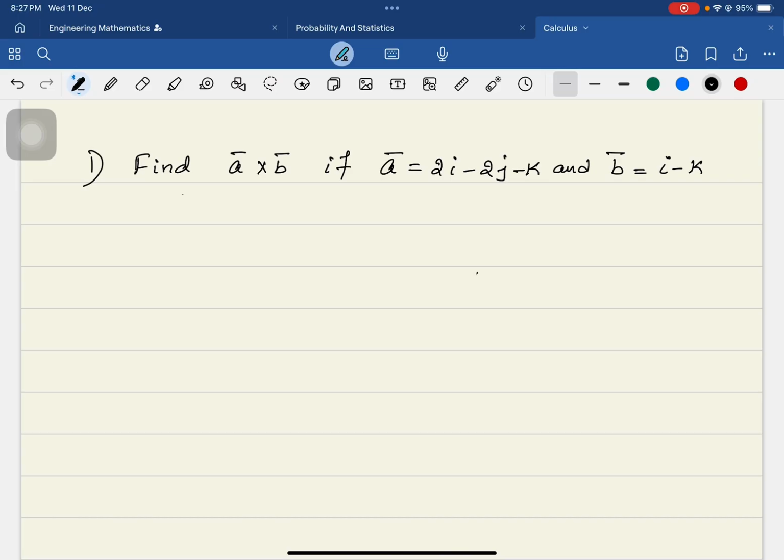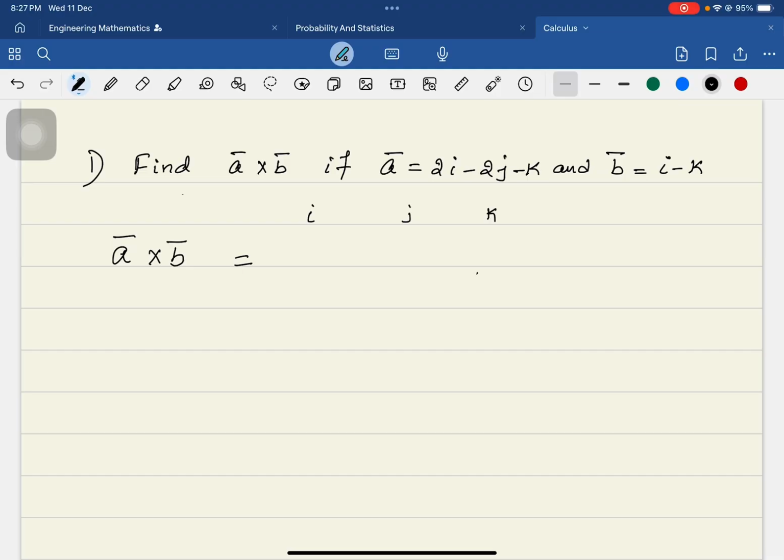Today in this class lecture, I am going to explain how to find out the cross product. When two vectors A and B are given, how do we find the cross product of the two vectors? The procedure to find A cross B is, we take the directions i, j, k as the first row, then we take the components i, j, k of the vector A in the second row, and the vector B's i, j, k components in the third row.